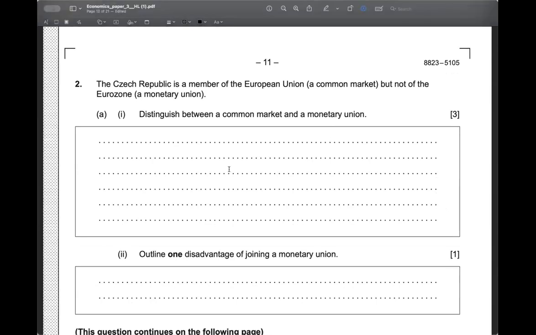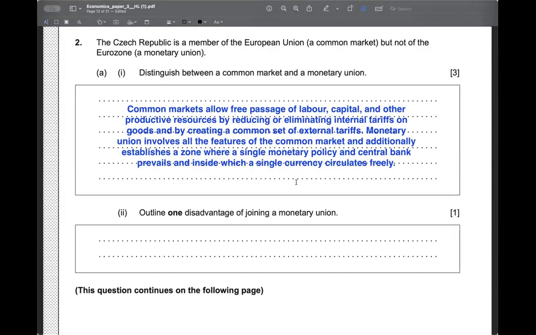Question 2. The Czech Republic is a member of the European Union, but not of the Eurozone. A1. Distinguish between a common market and a monetary union. Common markets allow free passage of labor, capital, and other productive resources by reducing or eliminating internal tariffs on goods, and by creating a common set of external tariffs.